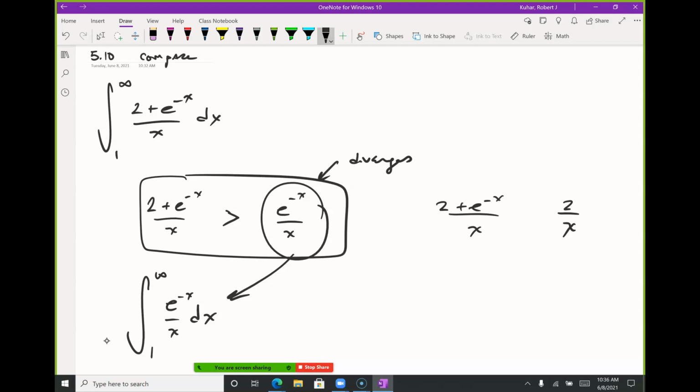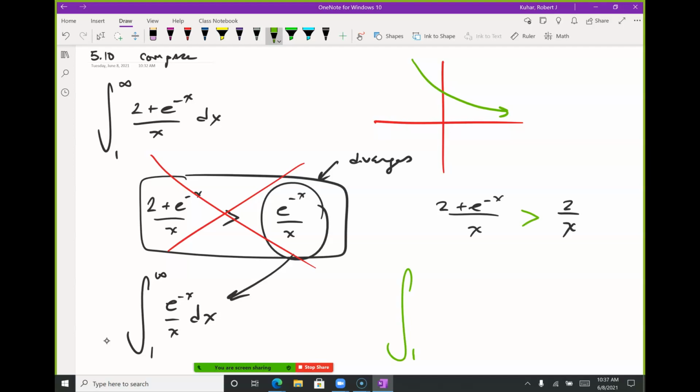Now, what did I cut off from the numerator? A positive number or a negative number? It's a positive number, right? E to the minus x is always positive. If I think of that curve, e to the minus x, it's always above the x-axis. So I'm just cutting off positive numbers from the numerator. So again, the result got smaller.